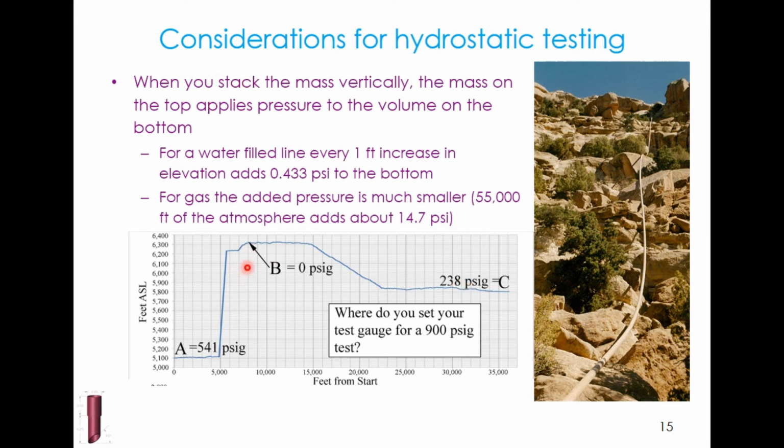Not much. So if I set it here, now I'm at 1,400 pounds down here, and that's way over what I want to test at. And I'm at 1,100 pounds here, so that's not a great place. So if I set it down here at point C, then I'm only going to test this up here to a little bit over 600 pounds. And I'm going to test this down here to 1,200 pounds.